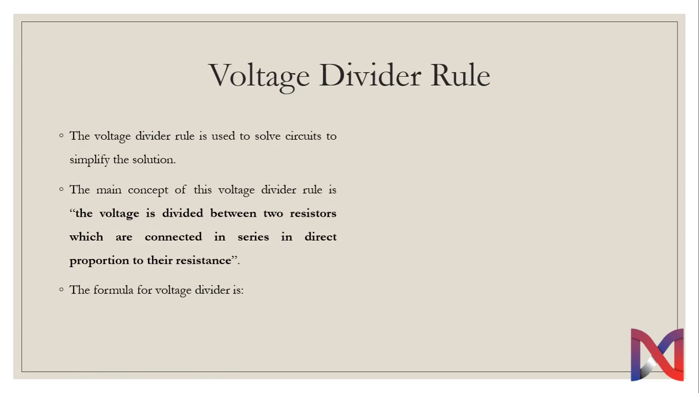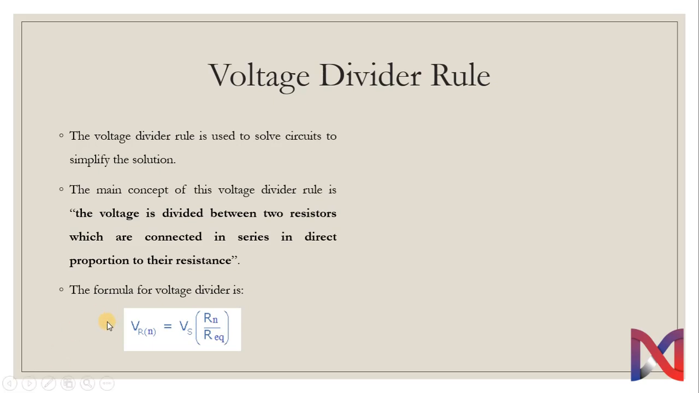The formula for the voltage divider rule is given as VRn is equal to Vs multiplied by Rn divided by R equivalent. So let's proceed to how you will find the voltage across a specific resistor. First you have to find the R equivalent of the entire circuit. You know well how to find R equivalent, and after that you will apply the voltage divider rule to find the voltage drop across a specific resistor.